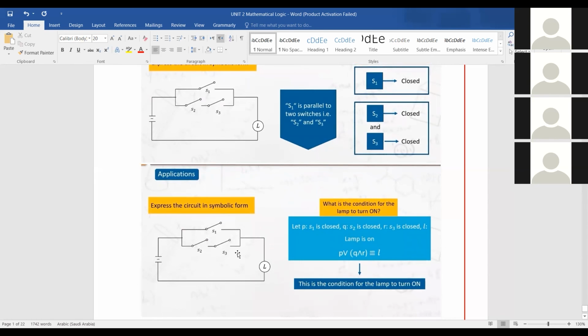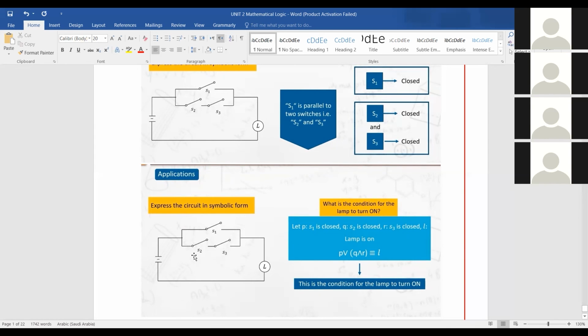Now we need to show the statement where current will be flowing through them. For current to flow, we need this closed, and we need this and this closed. We need both of them closed. It's not or like the first time. It should be and. Both of them should be closed. So we would say Q and R, that is S2 and S3. Both of them have to be closed.